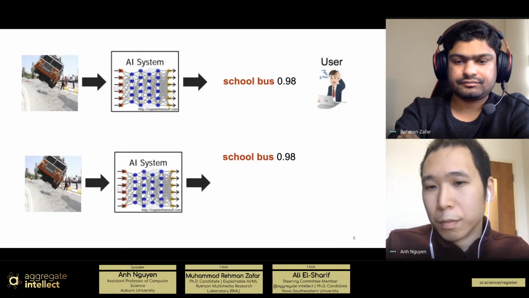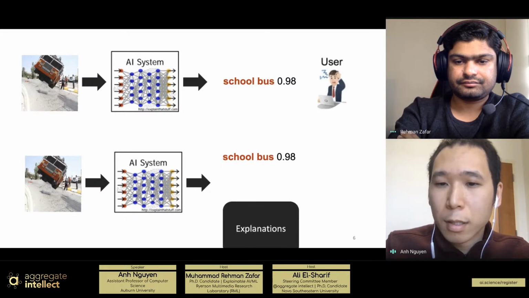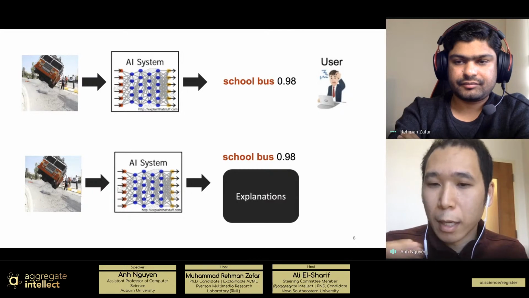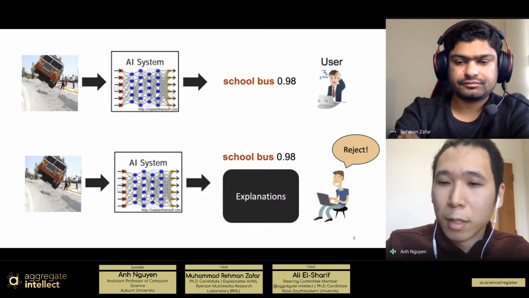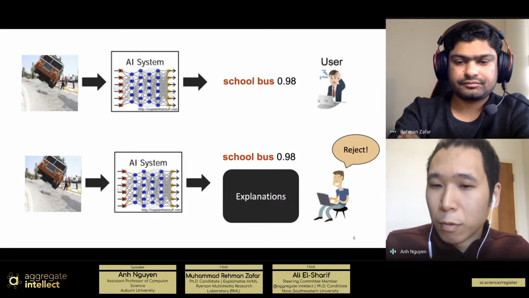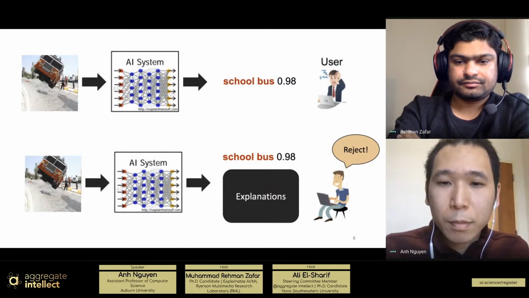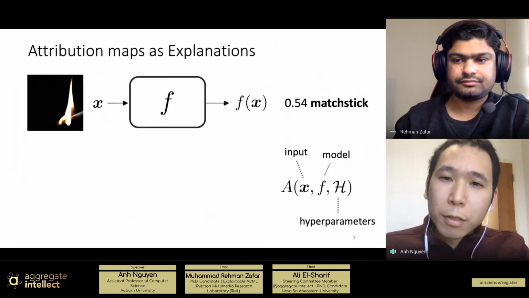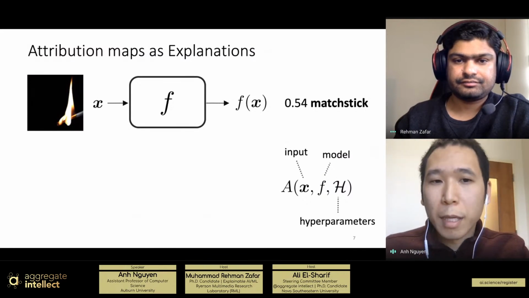So instead of just giving users the predictions and the confidence scores, the field of XAI provides users with extra information we call explanations. Based on these, users hopefully will be able to accept or reject decisions correctly. One major type of explanation is visual, and it's called attribution methods.